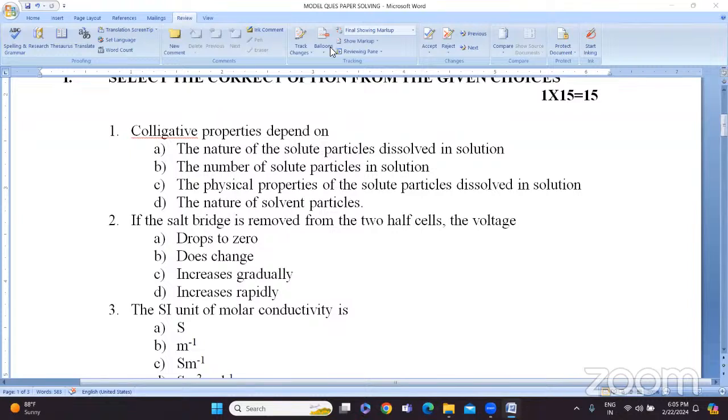As you know, for answering, you can use the chat box. There you can drop your answers. So in the chat box, you can drop your answer. What will be the answer for this particular question? Colligative properties depend on.